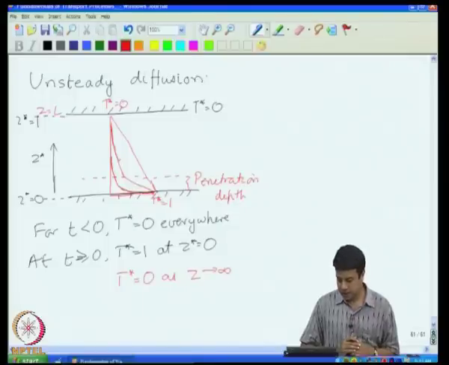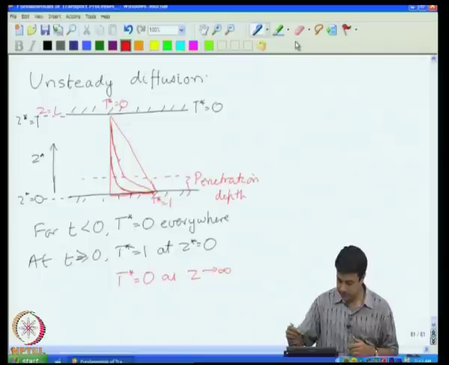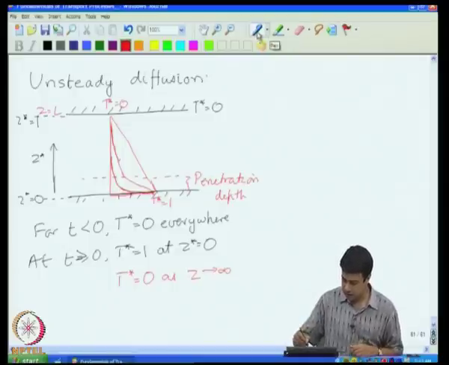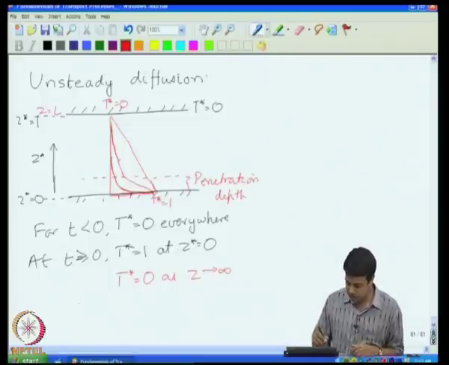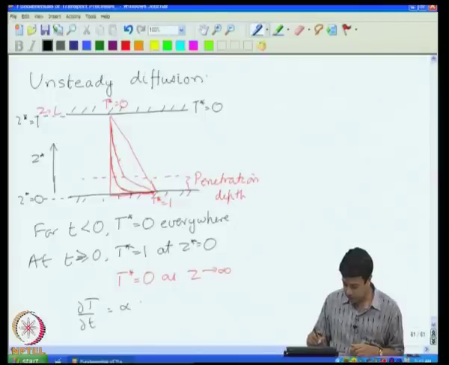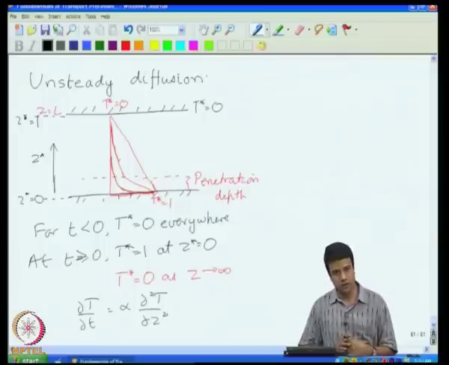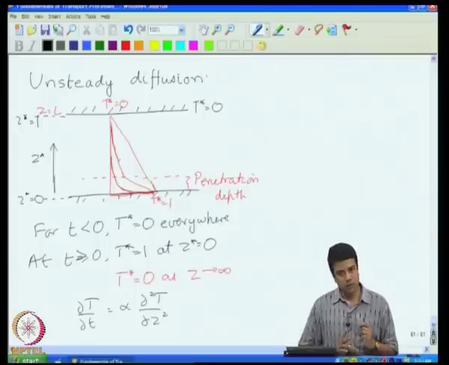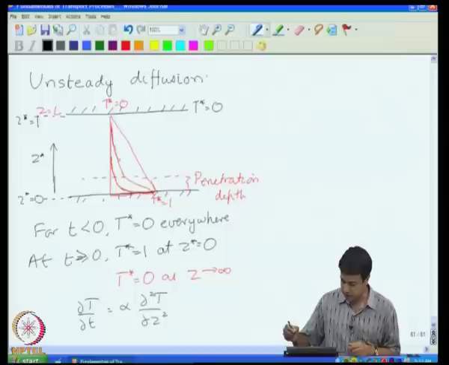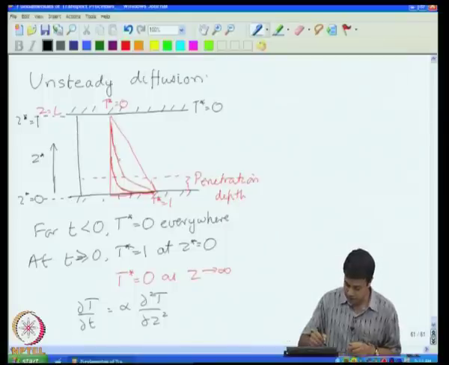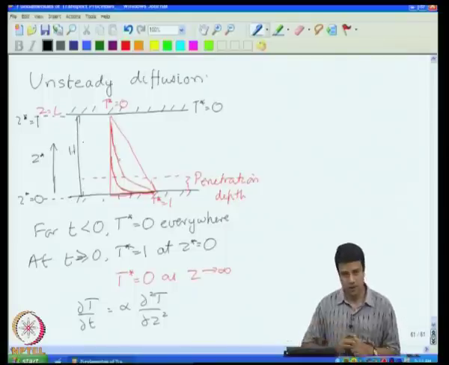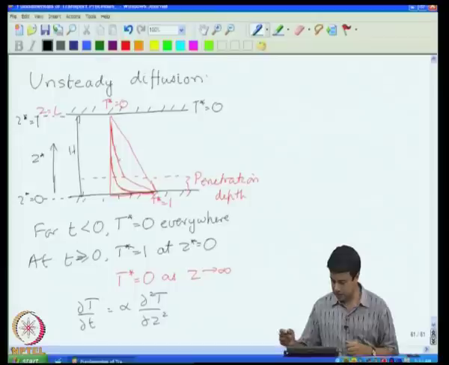So, these are the temperature boundary conditions that I will use, and the differential equation for the temperature field that we had got was dT by dt is equal to alpha d square T by dz square. So, this was the differential equation. When we initially scaled variables, we scaled by the total height, the distance between the two plates, h.